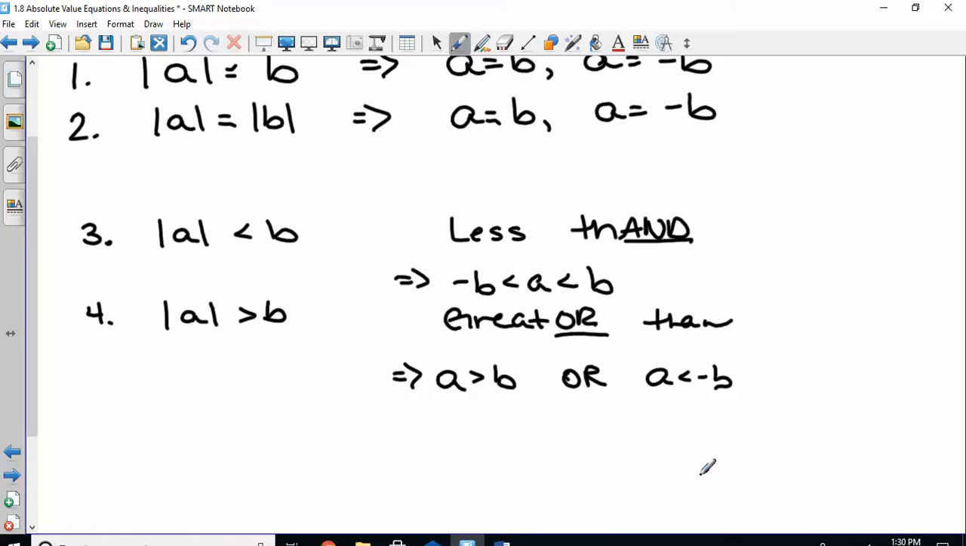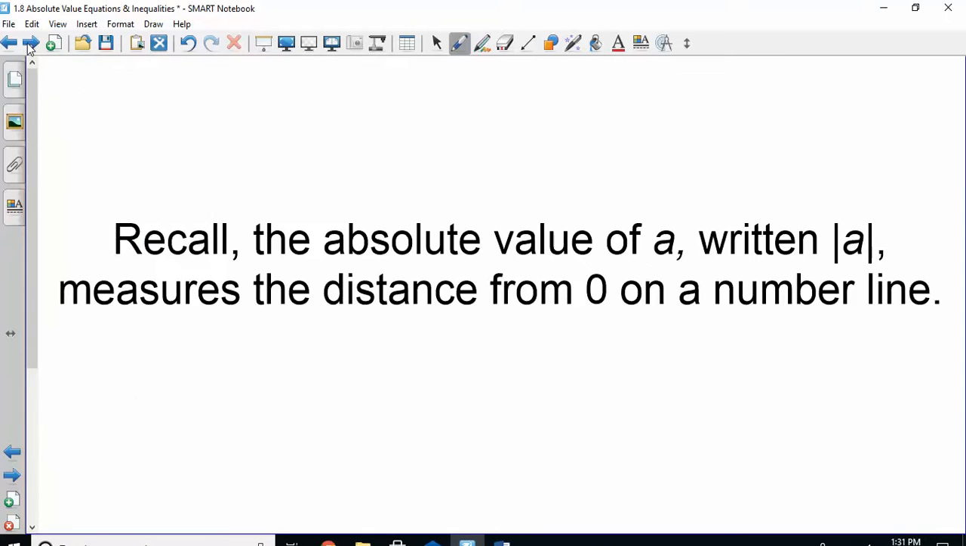So on the equations, you just do 2 equations. With the inequalities, you have to watch if it's a less than or a greater than, and that changes your approach on how you solve it. On any of these problems, equation or inequality, you have to isolate the absolute value first. So before you separate it and write it without the absolute value, get it on the side by itself. That's our first step. So let's just try some equations.